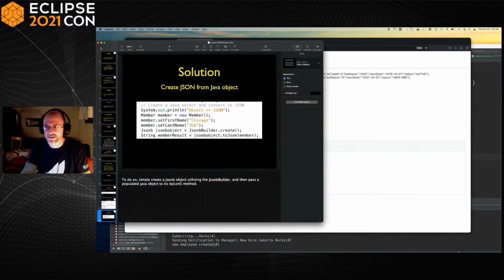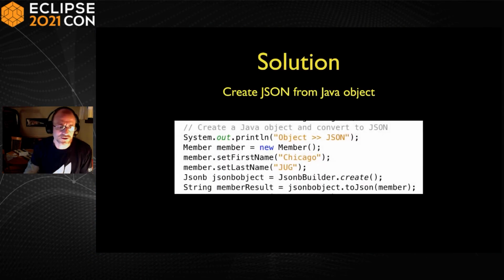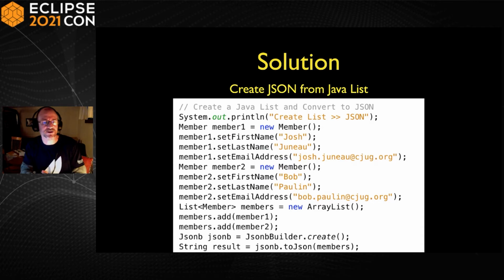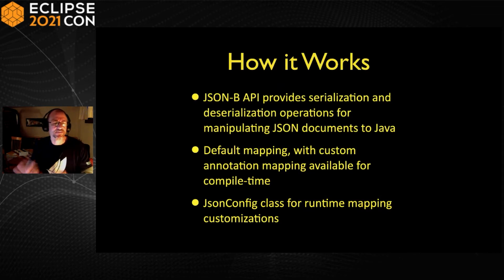Back to the presentation here. So it's also possible to create a JSON from a Java list. You can have quite a few different objects in a list, an array list, and then you can call the same JSON-B toJson method passing the list, and it will return the result, as you can see. This provides serialization and deserialization operations for manipulating JSON documents to Java. There's default mapping, very easy to use, but you can use this JsonbConfig class at runtime for mapping customizations if that has to occur, if there are some special Java types that you want to map or something like that.